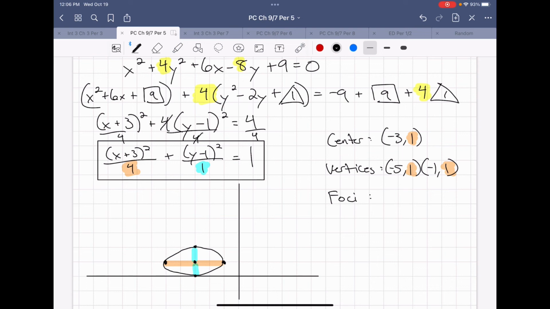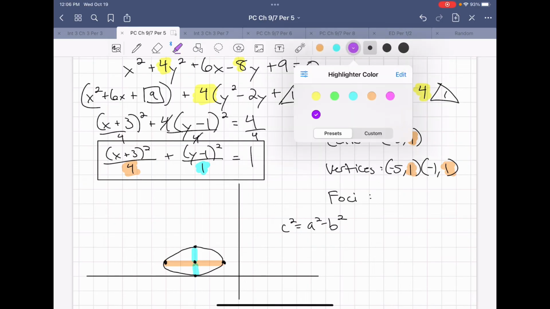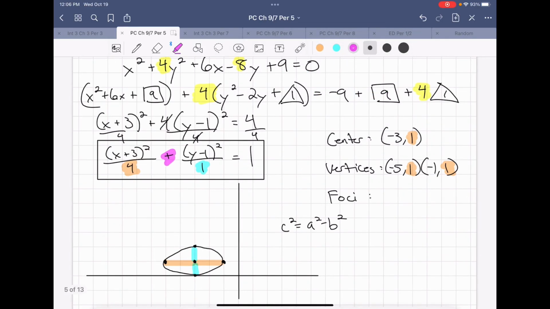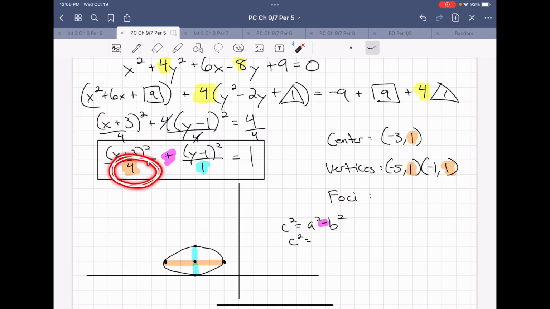Foci, my C equation, c squared equals a squared minus b squared. Minus because ellipse has a plus, so the C has a minus. C squared equals, it's always big minus little. Remember, this is a squared. This is b squared. So it's just 4 minus 1. C squared equals 3. C equals the square root of 3.